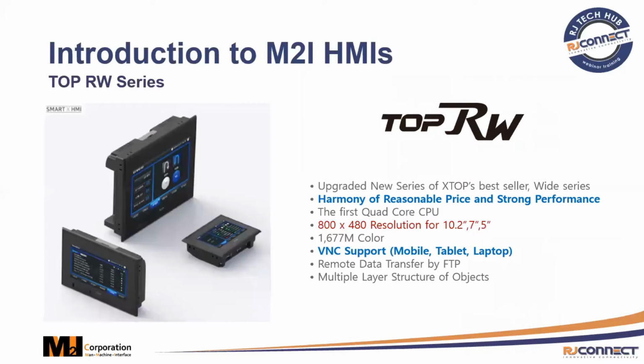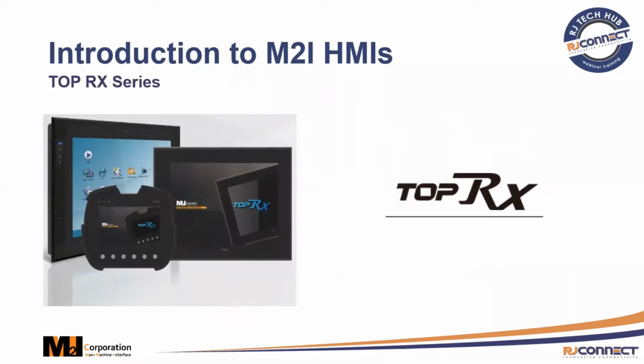Then we get to the Top RW series. It's a new series from the X-Top's bestseller, but comes with a wide format display. It's a reasonable price to performance ratio, making it a very economical type of HMI. Also supports a quad-core CPU with an 800 by 480 resolution in 10, 7, and 5-inch variants. Also has VNC support, remote data transfer using FTP, as well as multi-layer structure of objects.